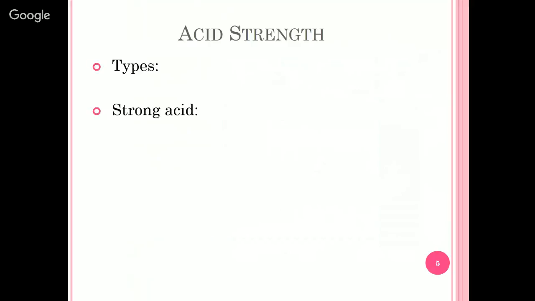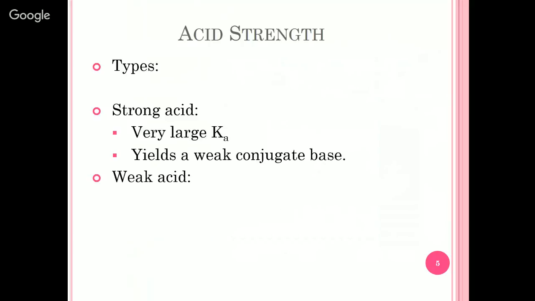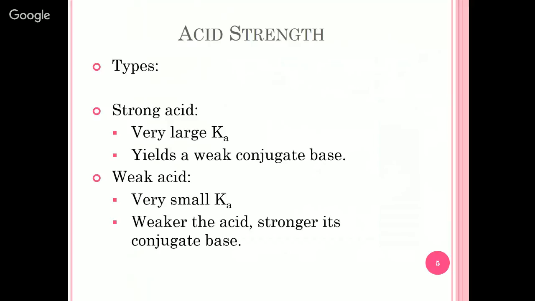So we can talk about acid strength. There are 2 types of acids. We have strong acids and we have weak acids. So if you are a strong acid, you have a very, very large Ka. Oftentimes these values aren't even listed because they're on a magnitude of 10 to the 30th. So strong acid means complete dissociation of the proton. Strong acids will yield a weak conjugate base. So that weak conjugate base has no power to pick that proton back up.